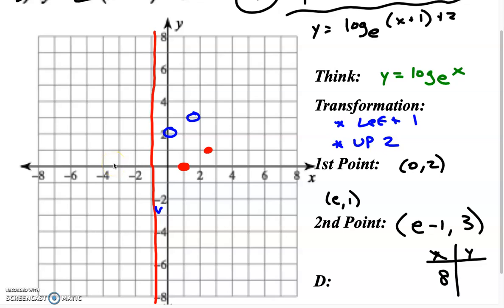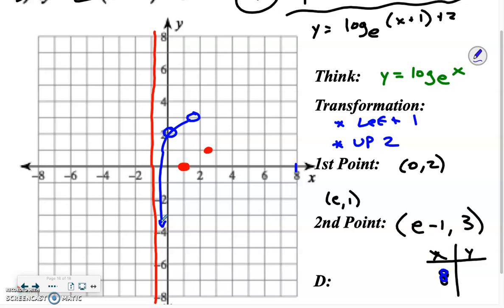If we're going to take a look at it, we've got these 2 points, again, when we shifted left 1, up 2, we're going to be hitting here and here. But like I said, we need to come up with a third point. So if we have our choice, I'm going to go with 8, simply because that's the furthest to the right while still being on the graph.